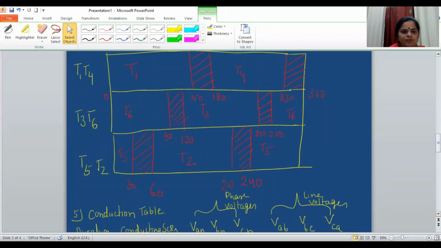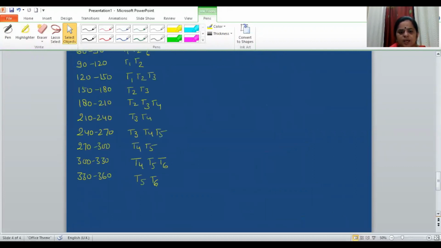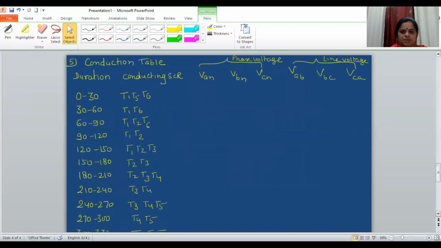Like if you see 0 to 30, T1 is conducting, T6 is conducting, and T5 is conducting. But when we talk about 30 to 60, only T1 and T6 are conducting, because in the third leg there is no conducting SCR between 30 to 60. So with the help of this conduction diagram, we will determine the conducting SCRs in the respective duration.